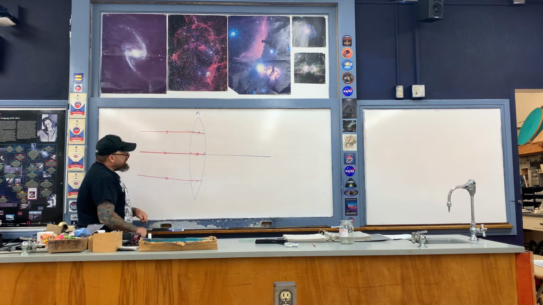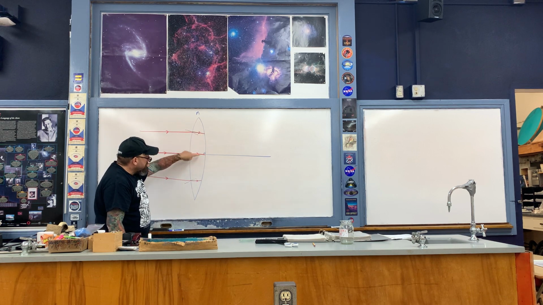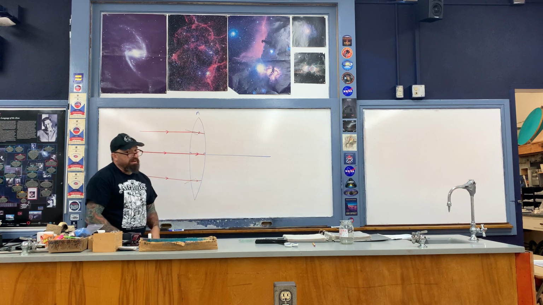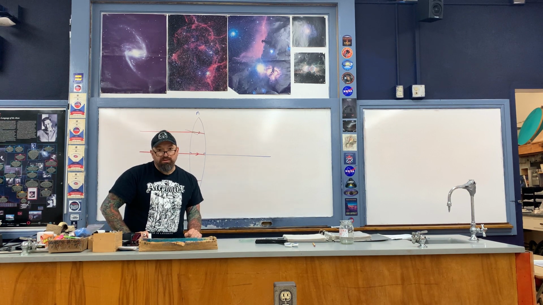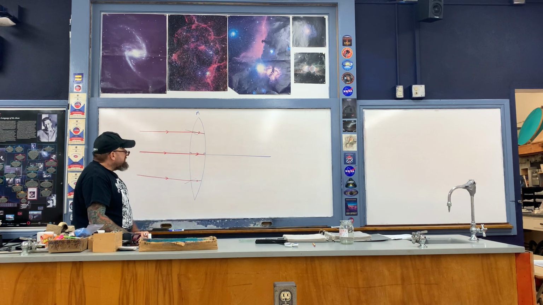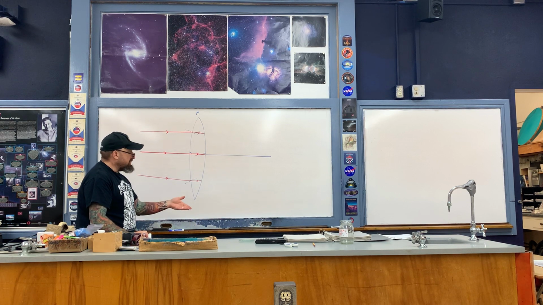Like so. Notice that these three light rays, here, here, and here, are beginning to converge. That's why this is ultimately referred to as a converging lens. But now I still have to refract these three light rays here across the second surface.